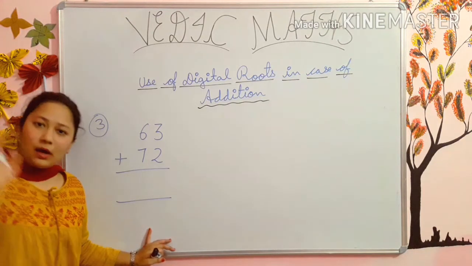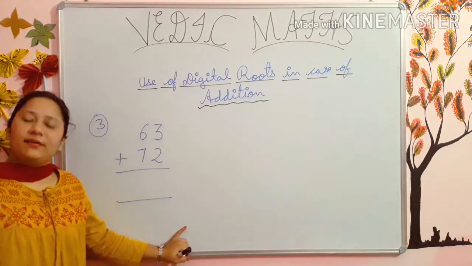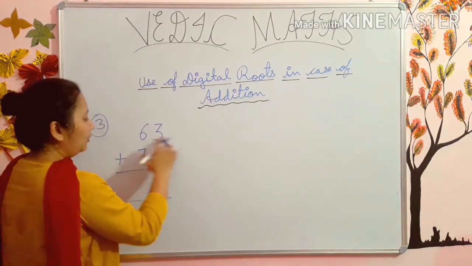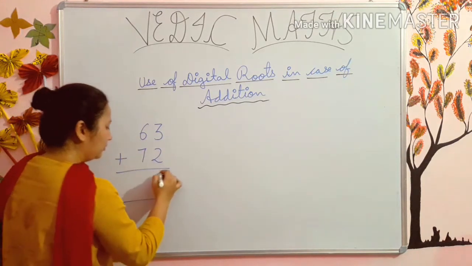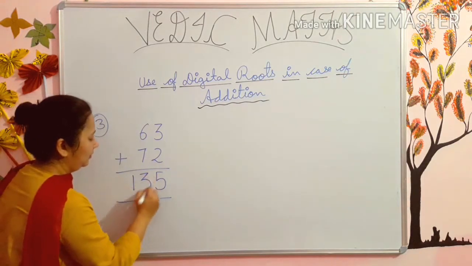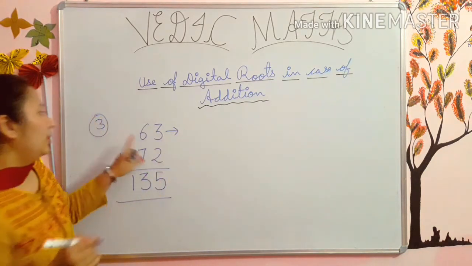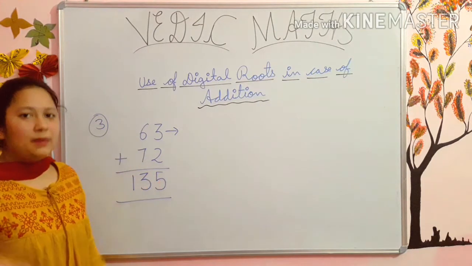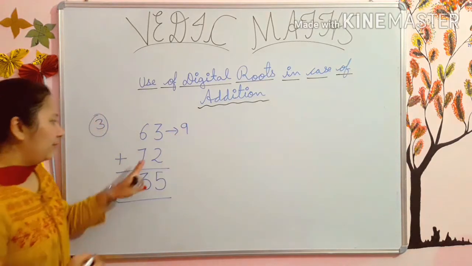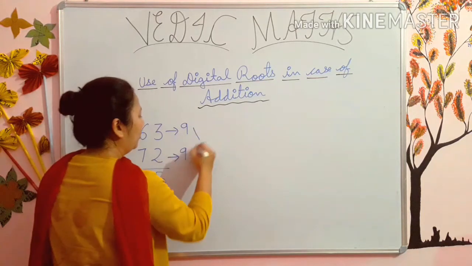I think students, now you have seen my video. You know how to take out digital roots, and we have done two sums. Now you are much clear with it. Now first of all add 3 plus 2, 5, 6 plus 7, 13. Now find out the digital root of this number. Now how to find the digital root of this number? By adding them. So 6 plus 3, 9. Find out the digital root of this number. 7 plus 2, 9.